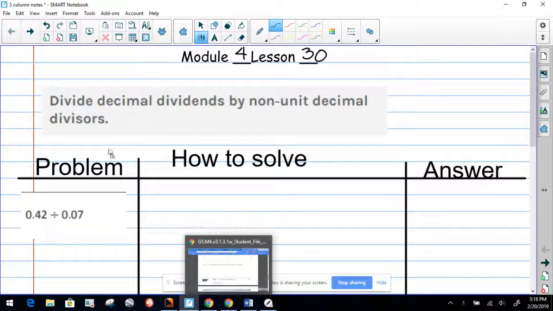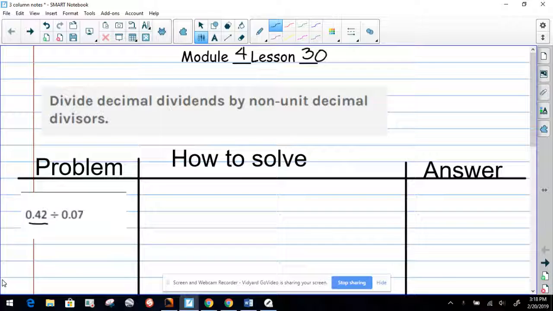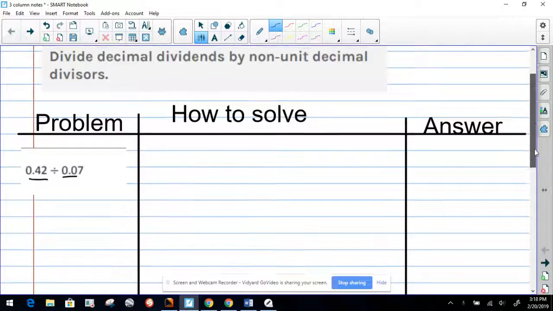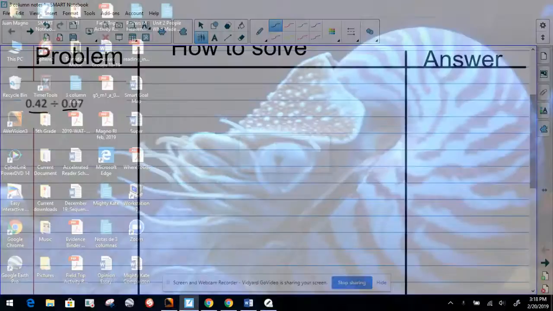So we're going to divide decimals, which is right here. Divide decimal dividends by non-unit decimal divisors. There you have it. All right, let me show you the first way we're doing in class.